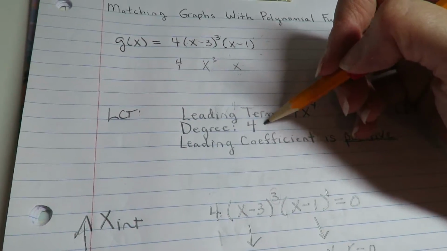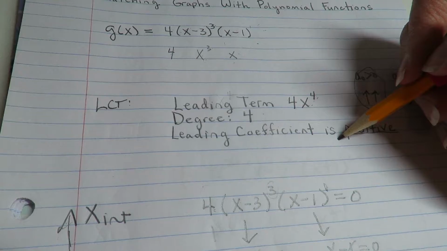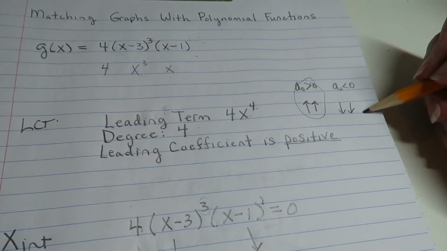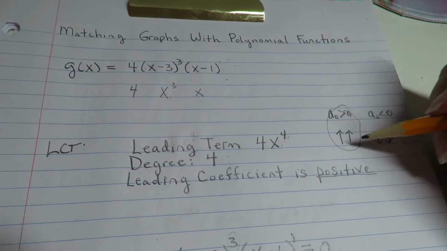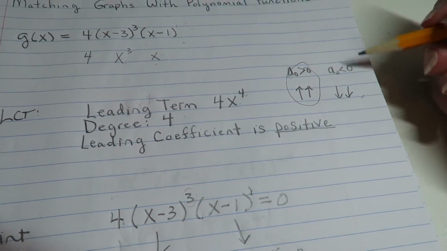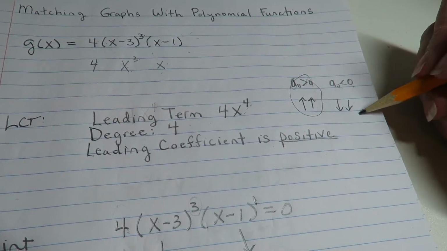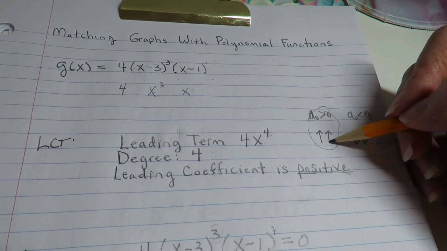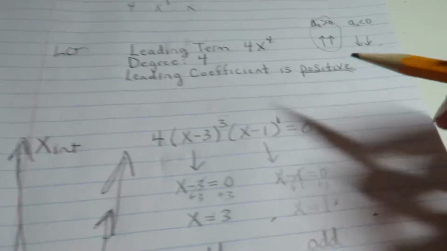All right, so it's degree 4, and we know that the leading coefficient is positive. If it's an even degree, it means it's up, up, or down, down. What makes it up, up is if the leading coefficient is positive, what makes it down, down is if the leading coefficient is negative. And since our leading coefficient is positive, it's a positive 4, it means it's going to be up, up. So on the ends of the graph, it's going to go up and up.